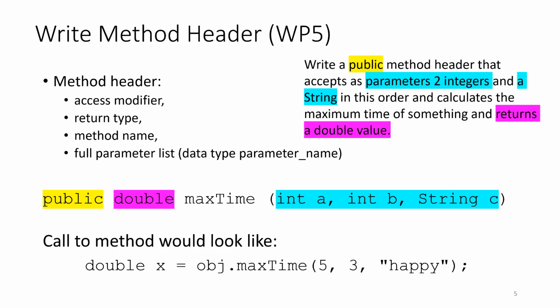So obj.maxTime, and then the parameters, 5, which would be the first integer that would map to A, 3, which is the second integer that maps to B, and happy, a string that would map to C. That's the end of this worked example.